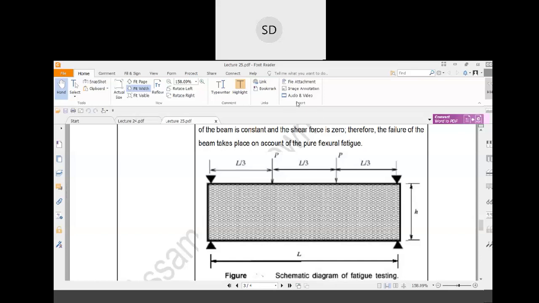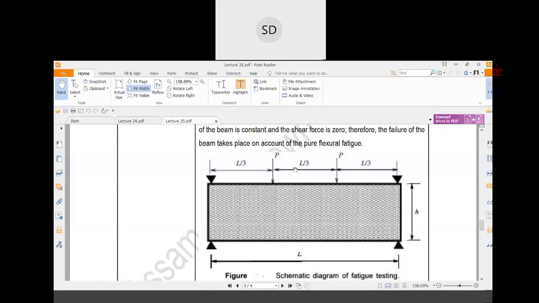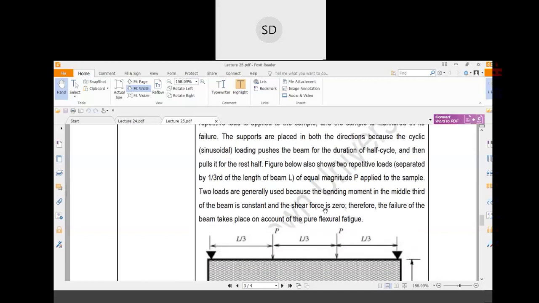because whenever you are providing a cyclic loading condition, by the nature of the cyclic loading, for half of the time of a particular revolution, it will push the sample in the downward direction, and for the remaining time, it will pull the sample in the upward direction. Therefore, you need to provide the support condition both at the top and bottom so that the particular sample remains in its position.